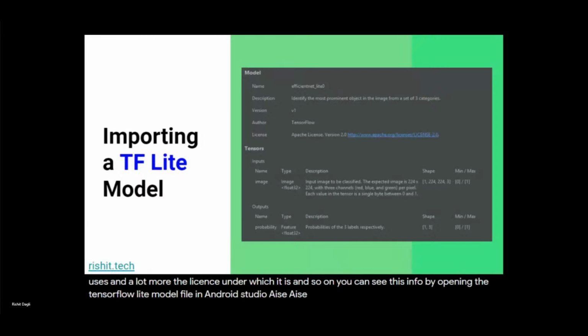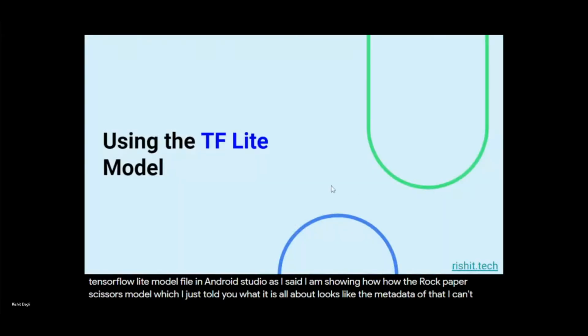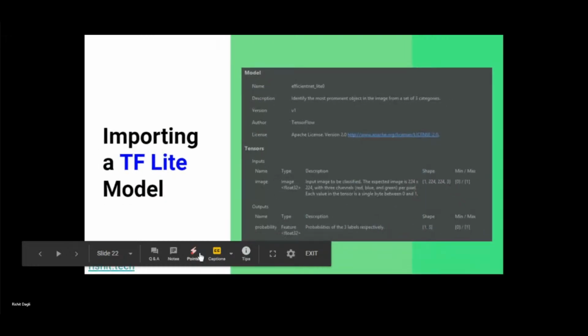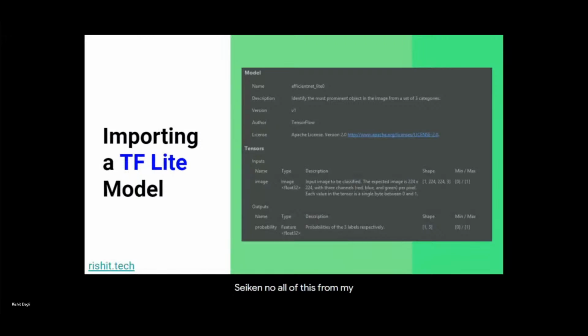As I said, I'm showing you how the metadata of the rock paper scissors model looks. I can see here that I'm expecting 224 by 224 images as input, and I have 3 labels, which are rock, paper, or scissors. I can know all of this from my model metadata.